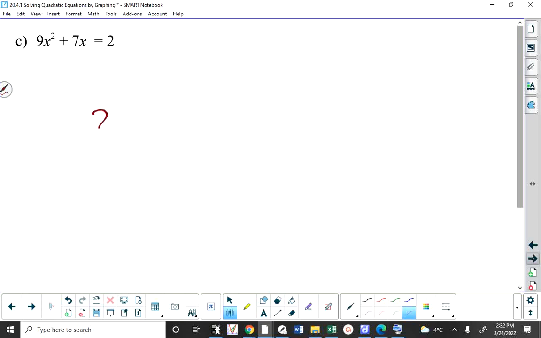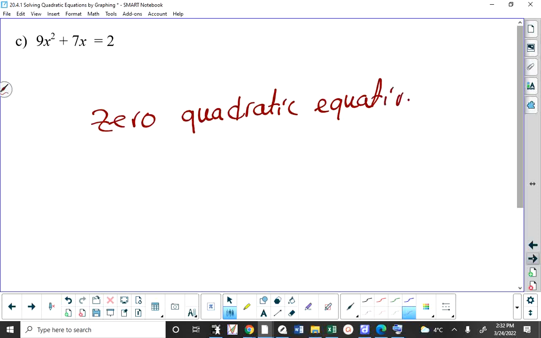You always need to zero quadratic equations. This is a quadratic equation that we're looking at. And in order for you to solve any quadratic equation, you have to zero it. What does that mean? It means you have to make sure that it's equal to 0. So all we're going to do here is subtract 2 from both sides and get 9x squared plus 7x minus 2 equals 0.